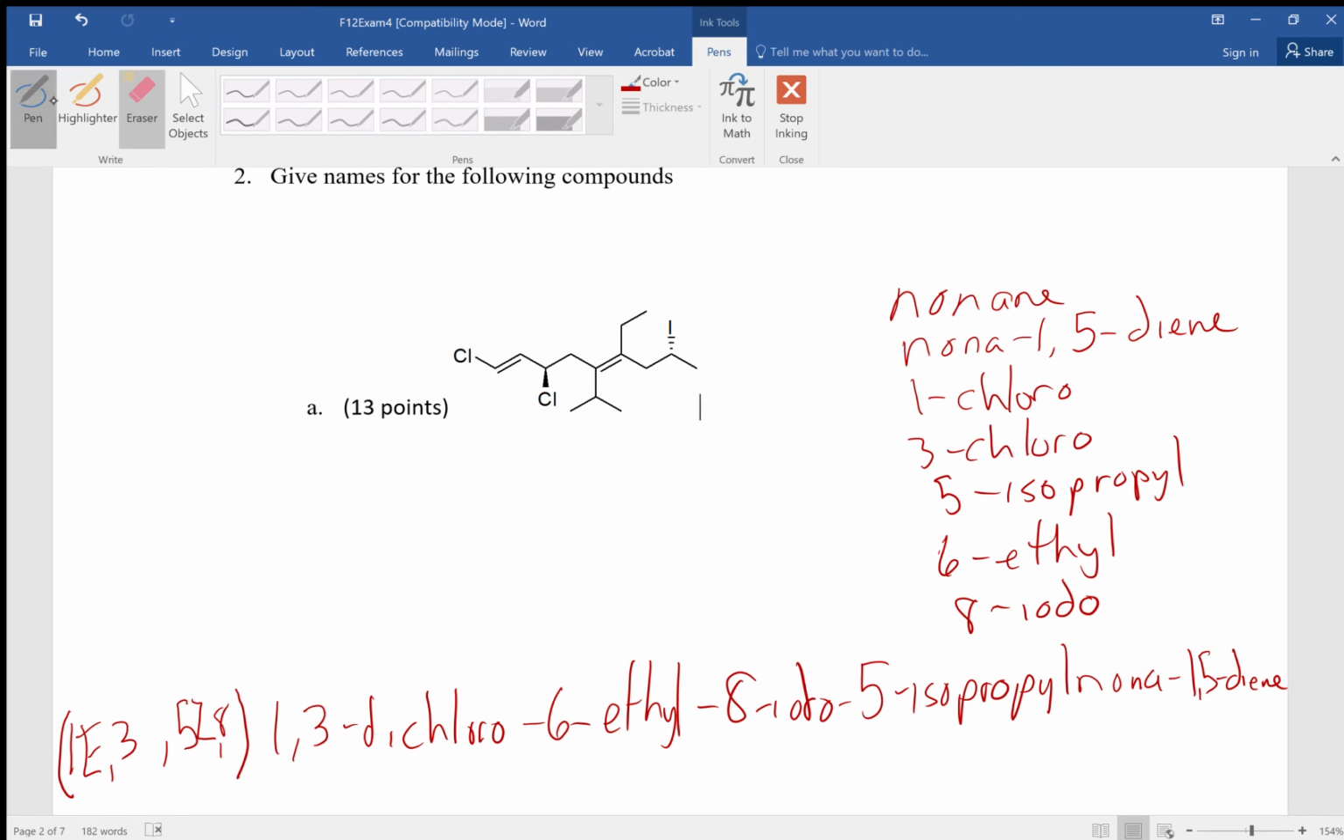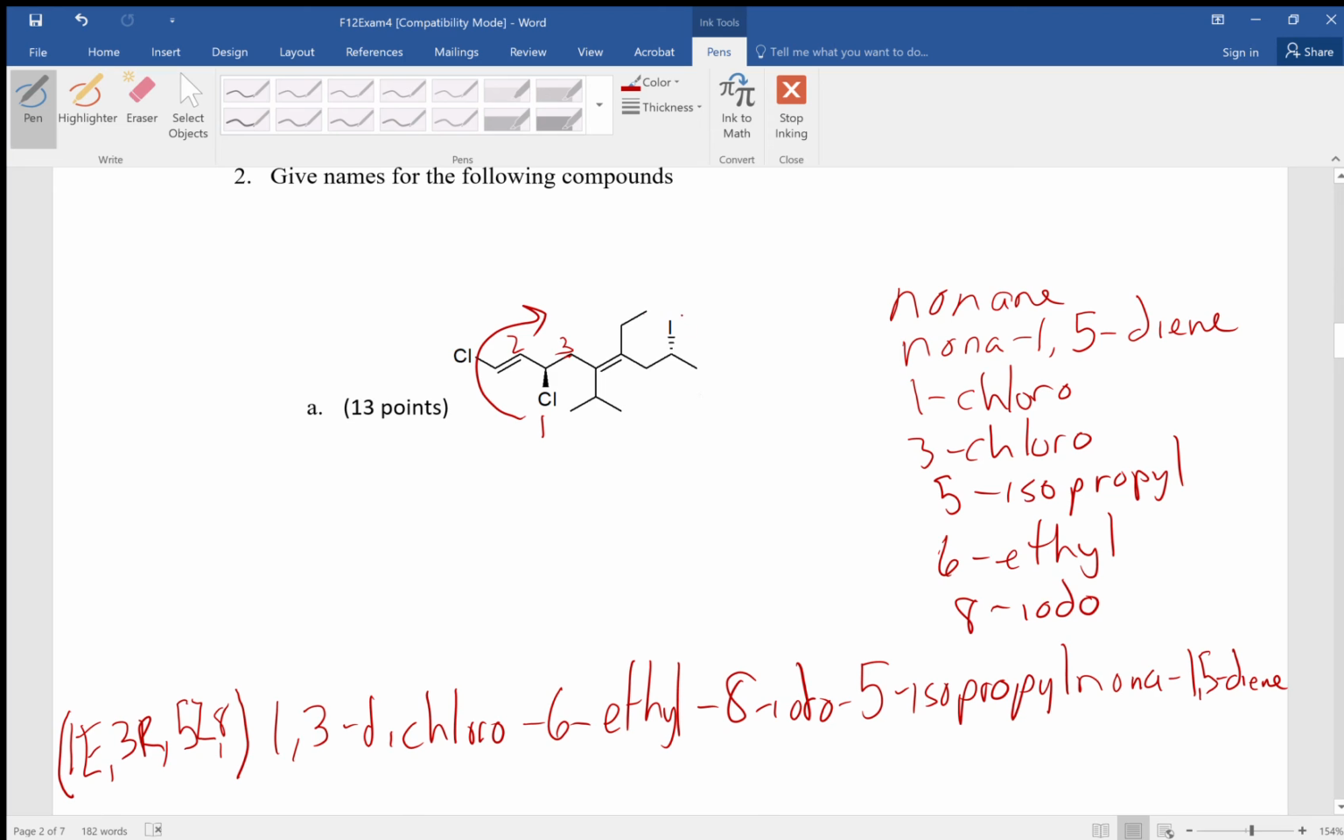Now, what about the stereocenters? At carbon 3, we have a chlorine, which is higher priority than either of the carbons or the hydrogen. This is considered a carbon bonded to 2 carbons because of the double bond. On the other side, we have a carbon bonded to 1 carbon. That'll be lower priority. The lowest priority, the hydrogen, is already pointed back. So here we're going clockwise, or R.